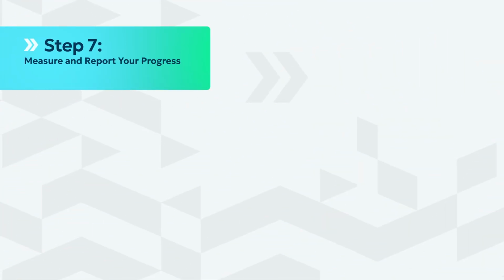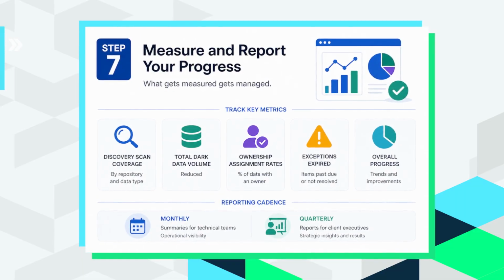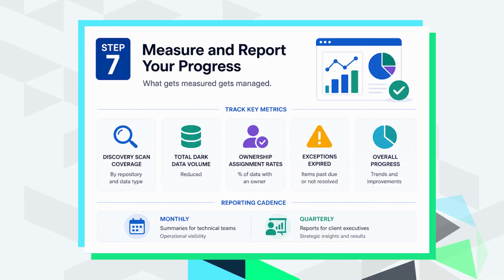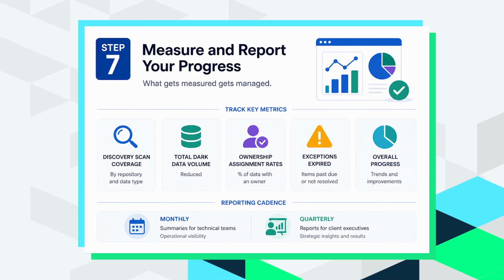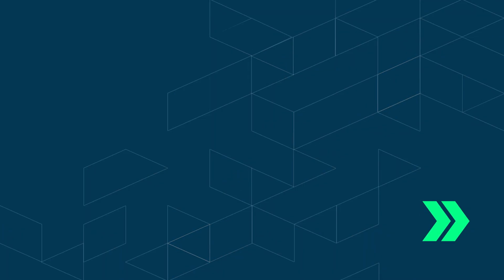Step 7. Measure and report your progress. Lastly, what gets measured gets managed. Track discovery scan coverage by repository and data type, total dark data volume reduced, ownership assignment rates, and any exceptions that have expired. Deliver monthly summaries to your technical teams for operational visibility and quarterly reports for client executives.